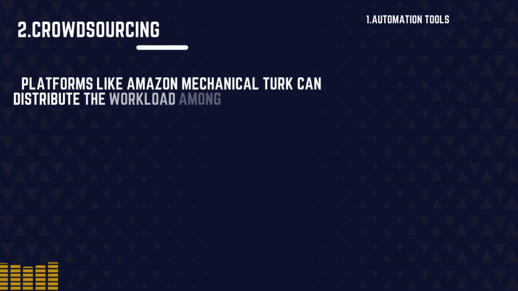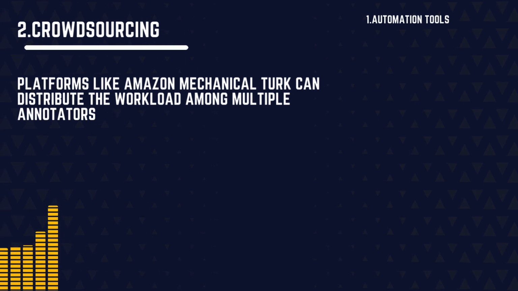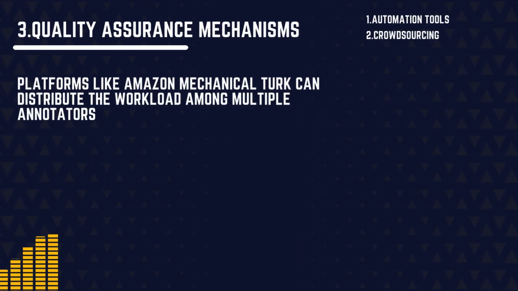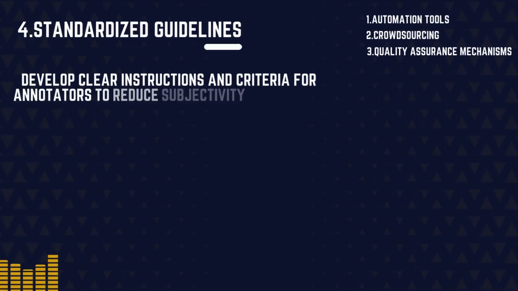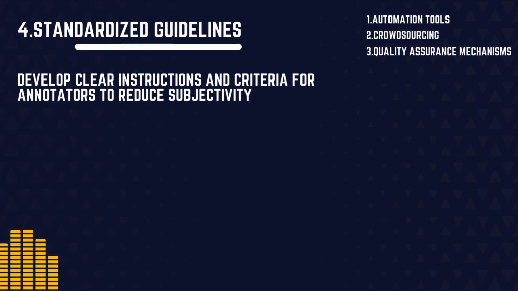Next up, crowdsourcing. Platforms like Amazon Mechanical Turk are great for spreading the workload across multiple annotators. It's teamwork at its best. Number 3 is quality assurance mechanisms. Here's the trick: implement multi-level reviews and consensus checks to ensure that your labels are accurate and consistent. Fourth, standardized guidelines. Clear instructions are key. By setting clear criteria for labeling, you can reduce confusion and keep things consistent.